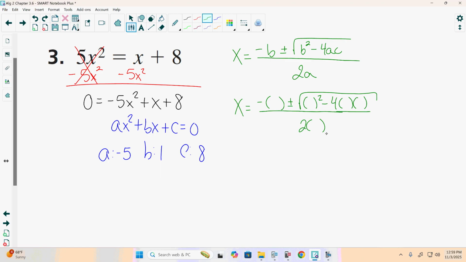So our value of b is 1. So in the two places where b shows up, we're going to replace it with 1. A is negative 5. So the two places a is showing up in this formula, we're going to replace with negative 5. And then c, the one place it shows up, we're going to replace it with 8.